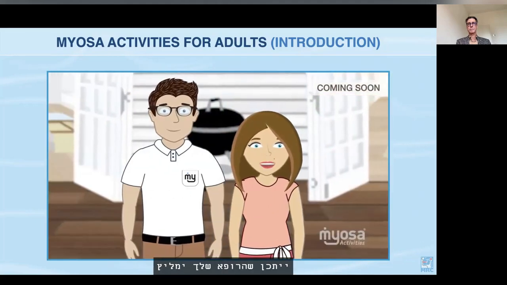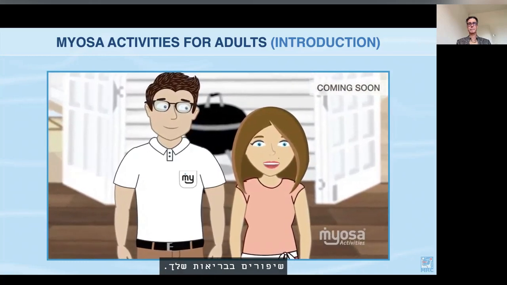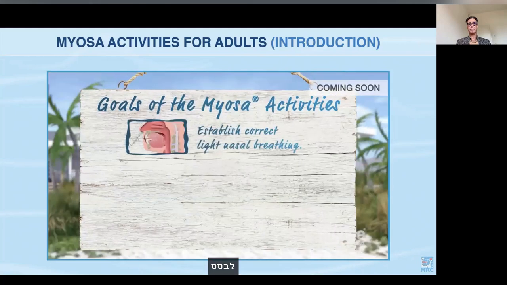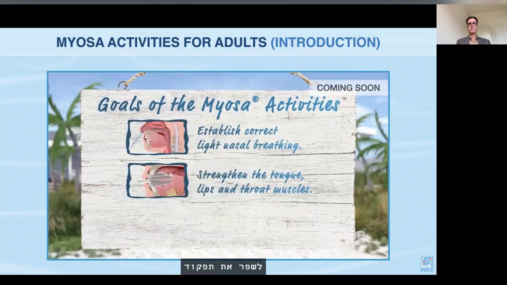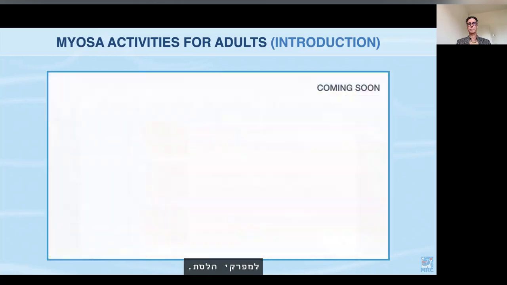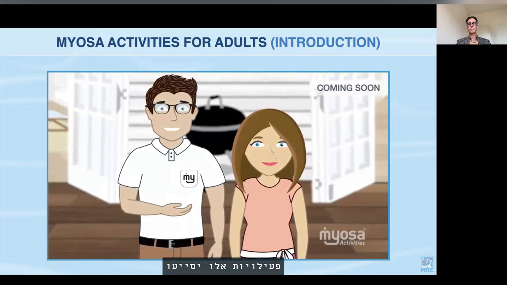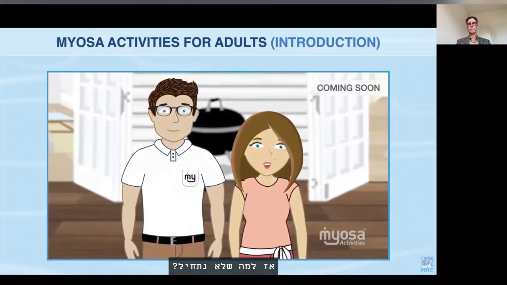After this, your practitioner may recommend other forms of treatment to develop the jaws for further improvements in your health. The goals of the Myosa activities are to establish correct light nasal breathing, strengthen the tongue, lips, and throat muscles to improve the function of the muscles during sleep, and establish a correct swallowing pattern to stop damage to the jaw joints. Combined with Myosa and Myotalia appliances, these activities will assist in relieving your symptoms and help treat the causes of your problems. So why don't we get started?